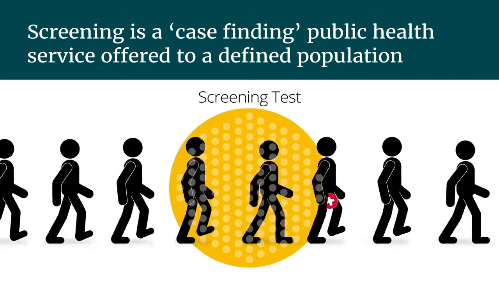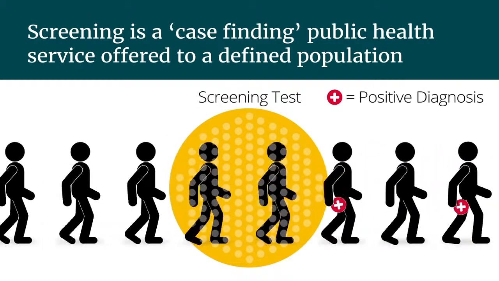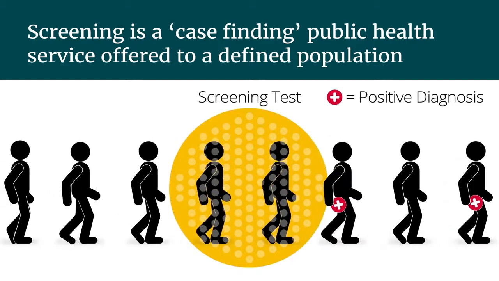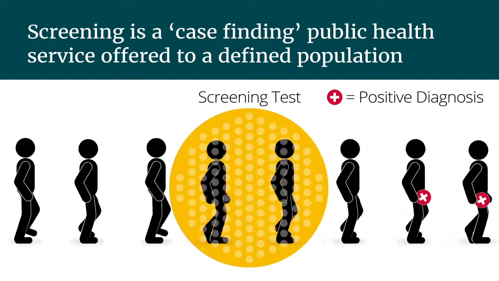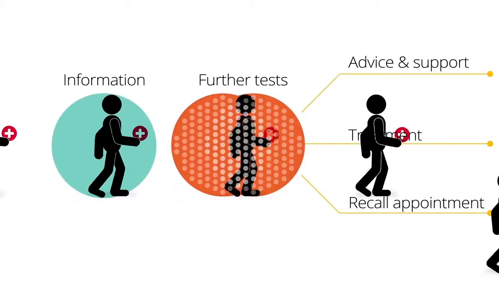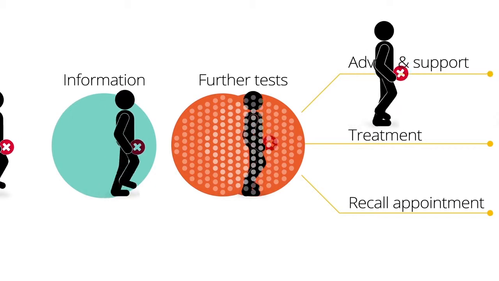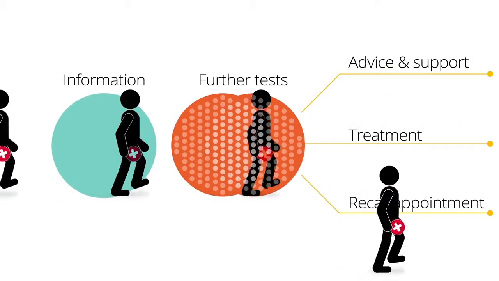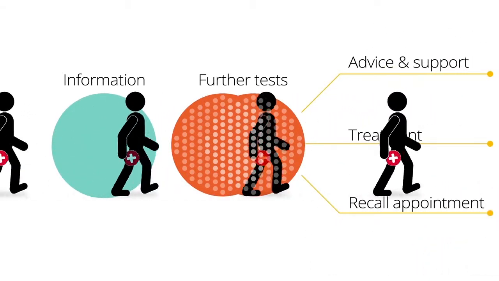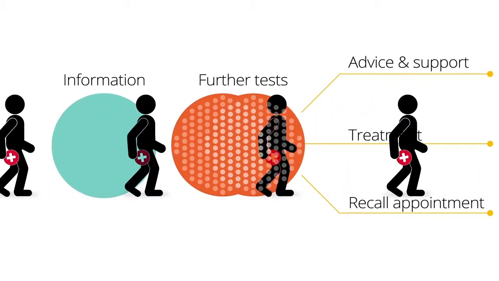Screening is a case-finding public health service offered to people in a defined population, for example people with diabetes, who may or may not perceive they are at risk of a disease or its complications. They are offered a simple and acceptable test which identifies those individuals who are likely to benefit from further tests and/or treatment to reduce the risk of irreversible complications, such as blindness. A case here is referred to as a person with the condition.